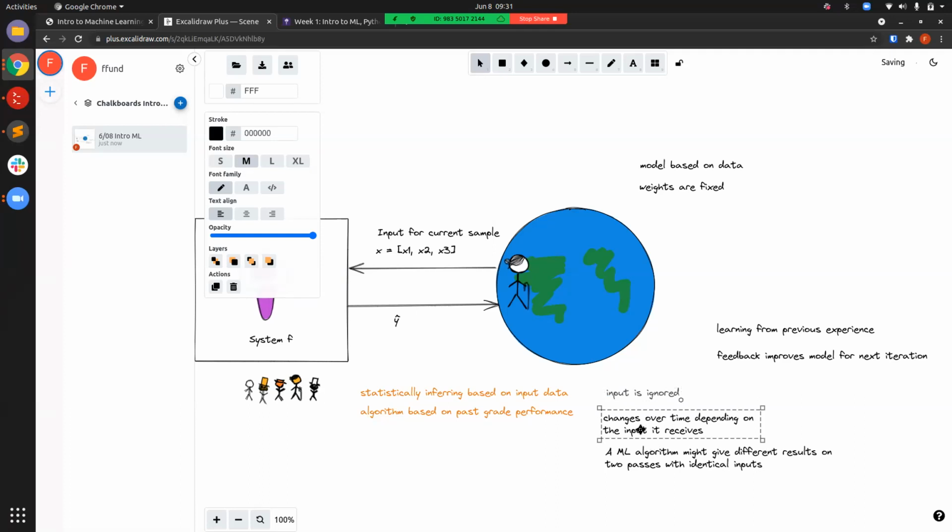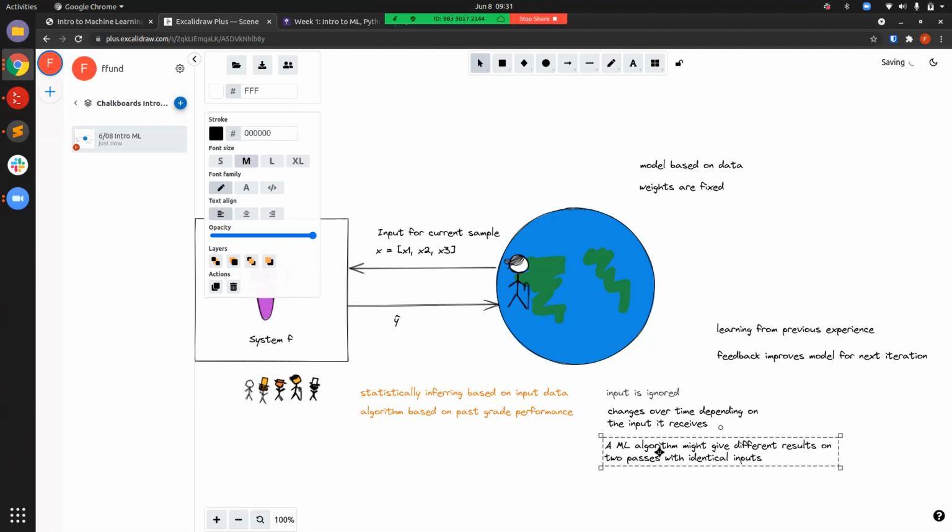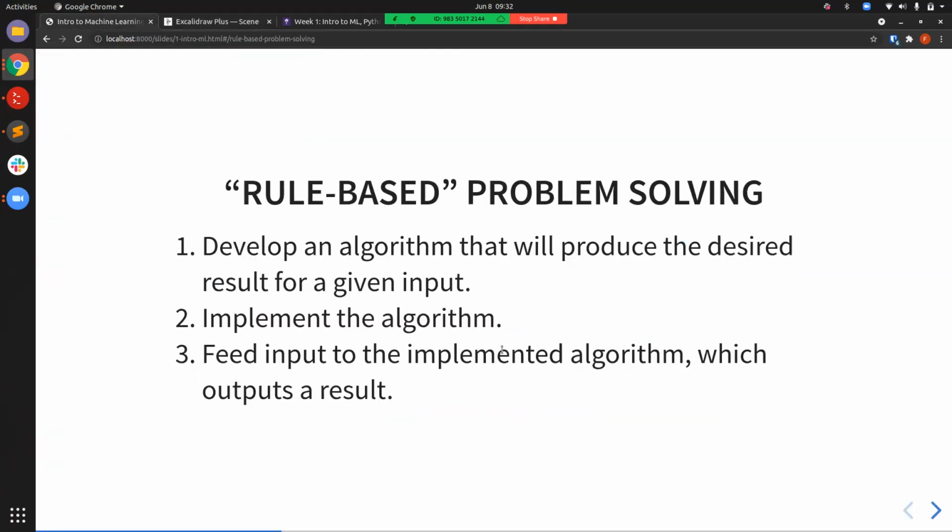Okay. What about changing over time depending on the input, or giving different results on different passes? Now, it's true that a machine learning system might do that, but does it have to do that? Okay, so it could do that, doesn't necessarily have to. Could a rule-based algorithm change over time or give different results on different passes? So I think it could.